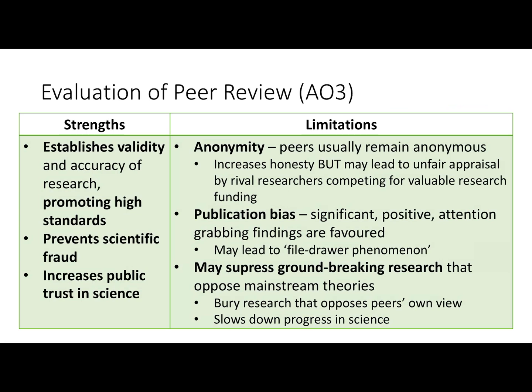So the main strength of peer review is that it establishes validity and accuracy of research, and this promotes high standards. It ensures that only the highest quality research is disseminated and available as a body of scientific evidence. Because anything that is published in an academic journal becomes part of mainstream thinking and practice, we need to be absolutely certain that any conclusions that are drawn and published are based on valid methods and accurate data. We need to be absolutely certain that any research that is in the public domain is accurate.